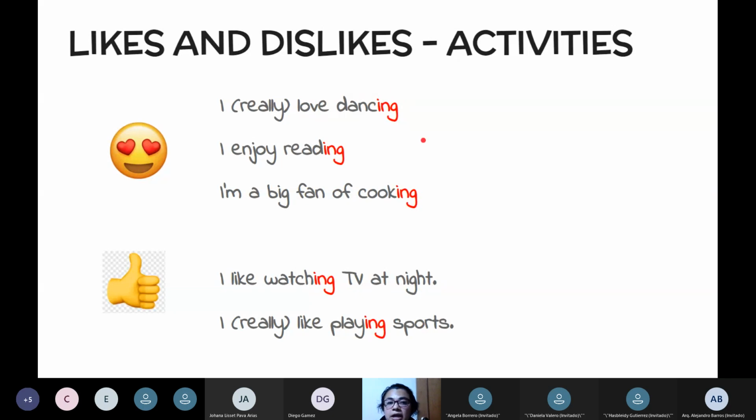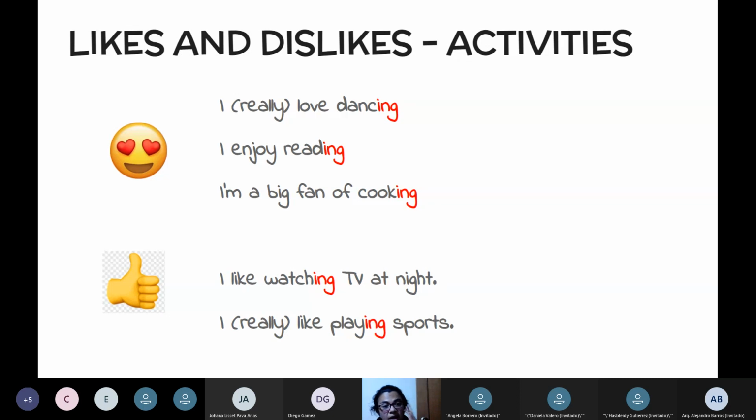So, for example, we are not going to say, I really love dance. No, I really love dancing. I really love dancing. I enjoy reading. And I'm a big fan of cooking, for example. I'm a big fan of cooking.